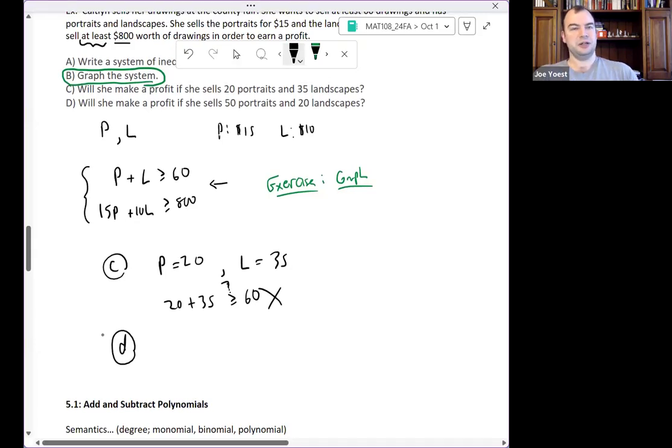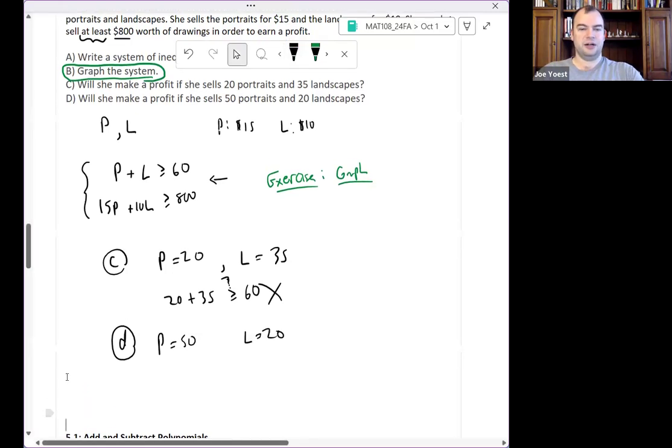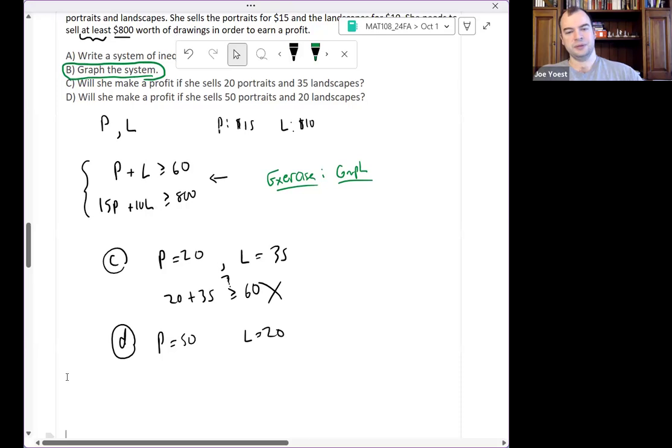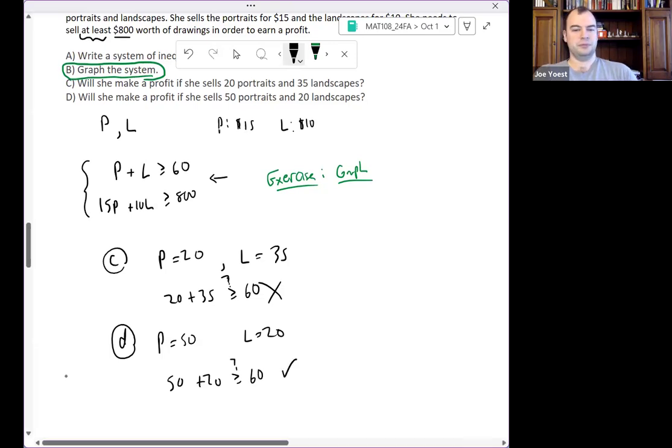If she sells 50 and 20, if P is 50 and L is 20, does this satisfy the system? Did she sell enough paintings and make enough revenue? Is 50 plus 20 bigger than or equal to 60? Yeah, it is. She sold 70 paintings. She sold enough paintings to satisfy that first restriction that she wants to sell at least 60 total paintings. Did she make enough revenue?